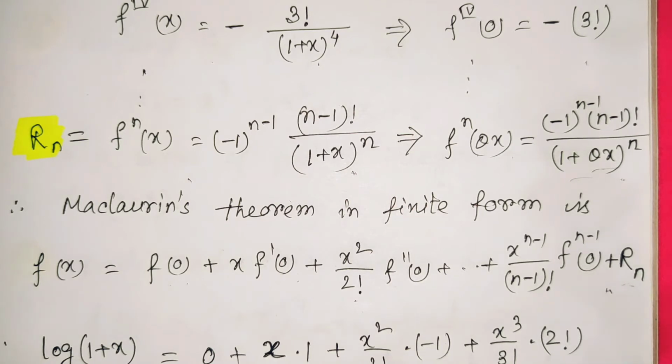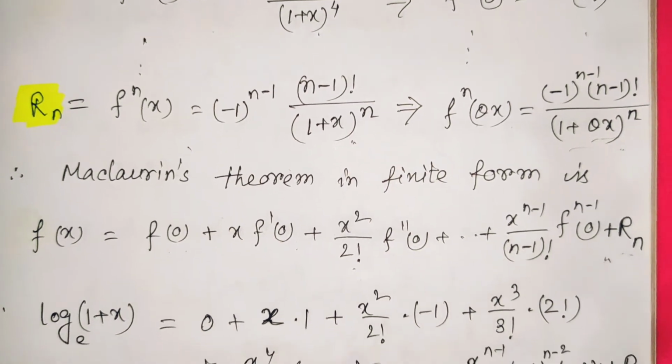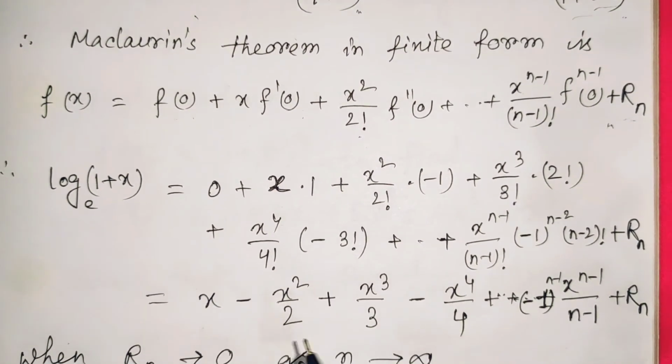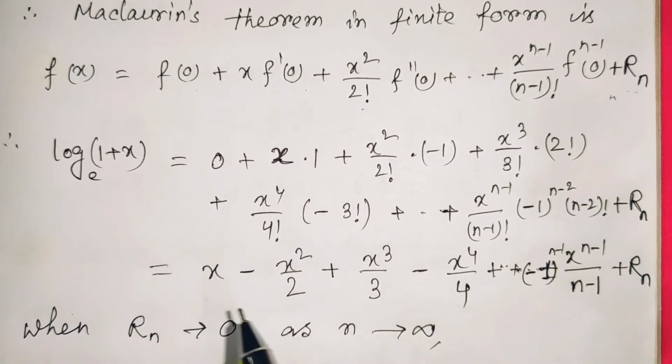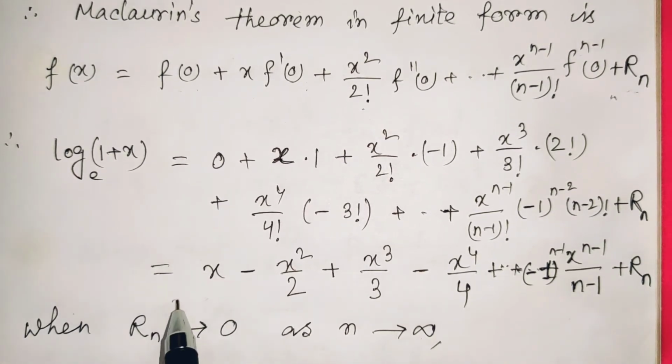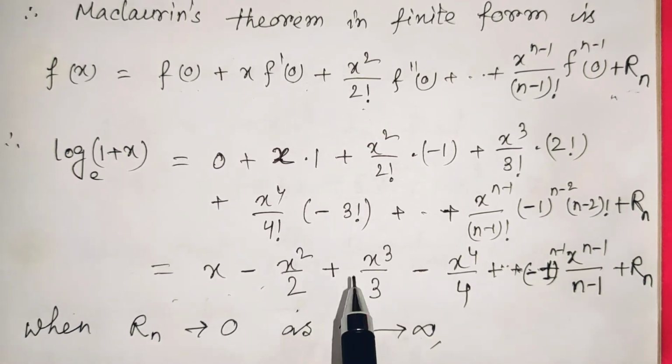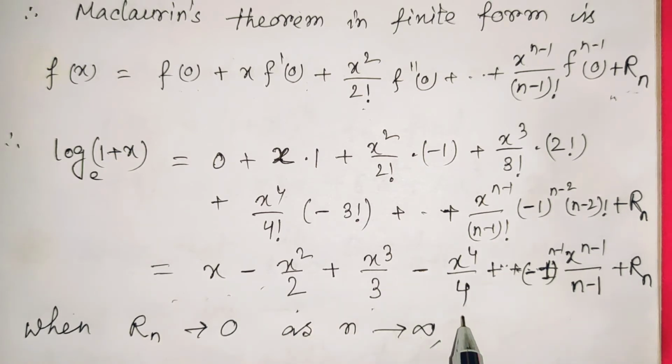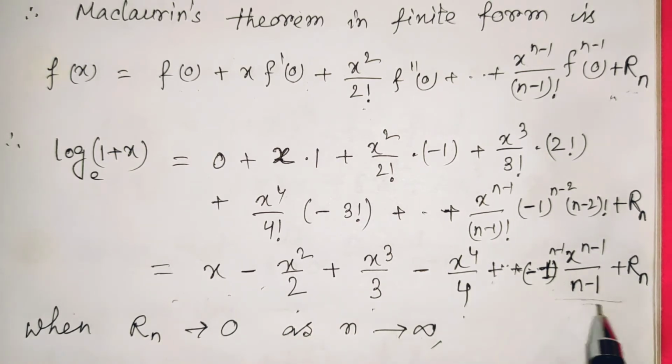This remainder term may be due to Lagrange or may be due to Cauchy. It depends upon the question. Now if you substitute all those values and simplify, then you will find the finite series for log of 1 plus x is equal to x minus x squared by 2 plus x cubed by 3 minus x to the power 4 by 4, in this way, and these are the last two terms.